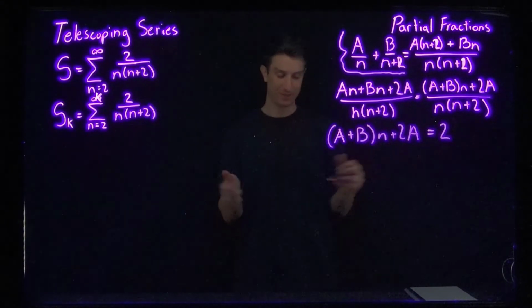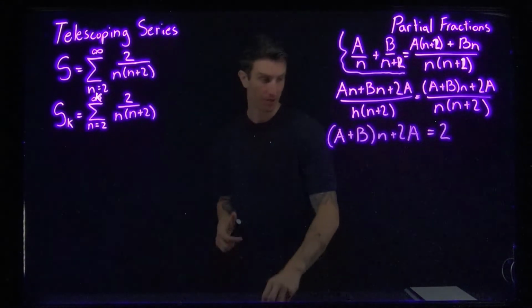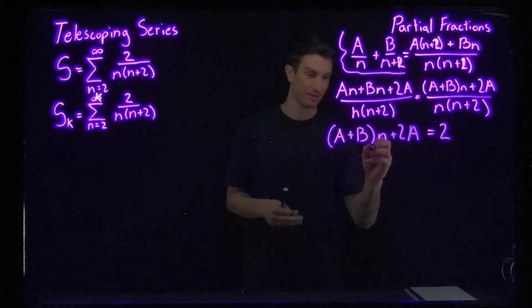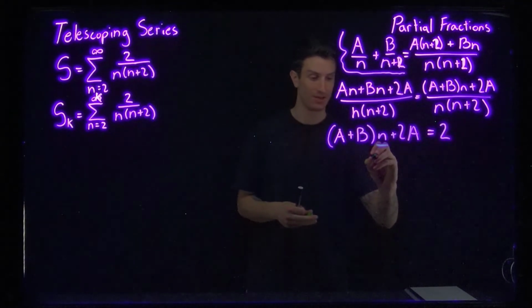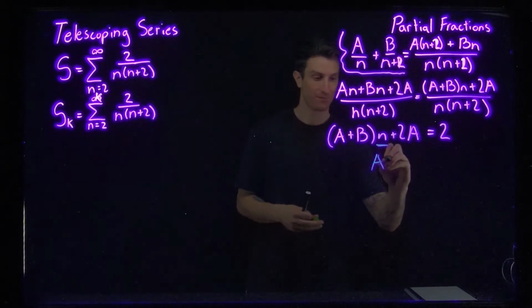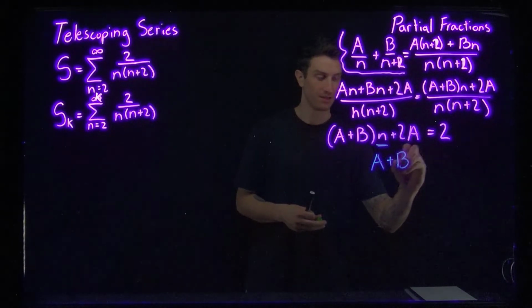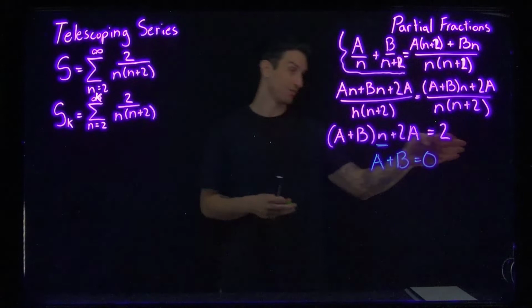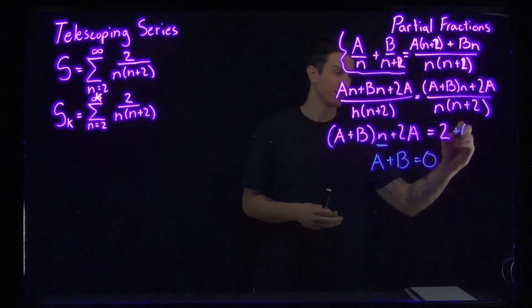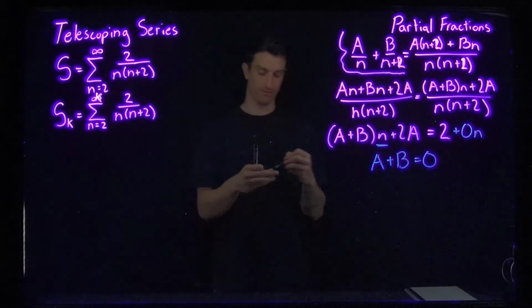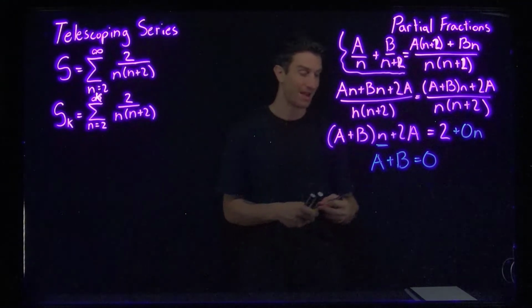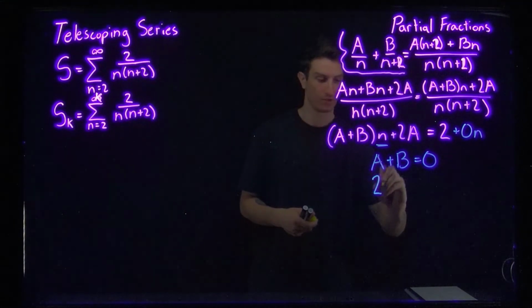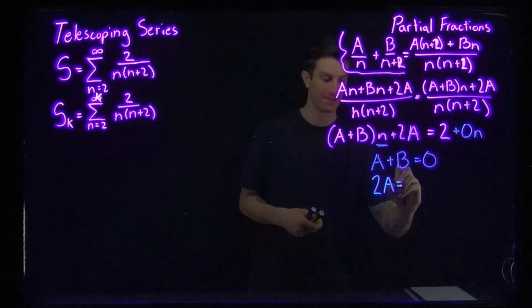So now it just becomes kind of a matching game. Notice on the left-hand side, this has an n. There are no n's over here on the right-hand side. So I know that a plus b is equal to 0, because there are 0 n's. You could think of plus 0n over here. And lastly, we know that 2a is equal to 2, so we actually know what a is.